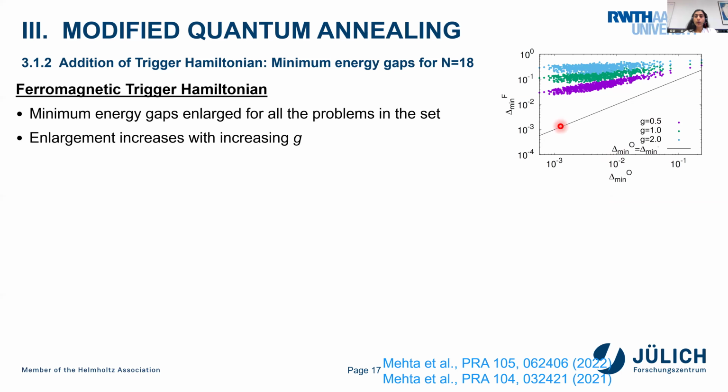So the fact that all these points lie above this solid line here means that the minimum energy gaps after adding the ferromagnetic trigger Hamiltonian were found to have increased for all the problems that we were looking at in this set. And this enlargement in the minimum energy gaps increases as the strength of the trigger was increased.